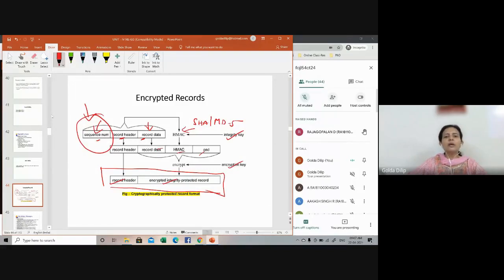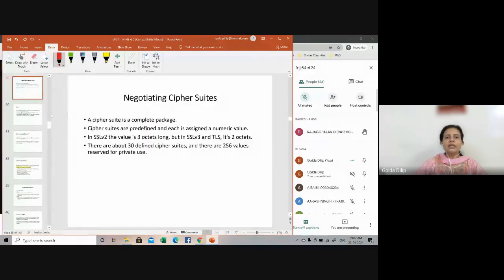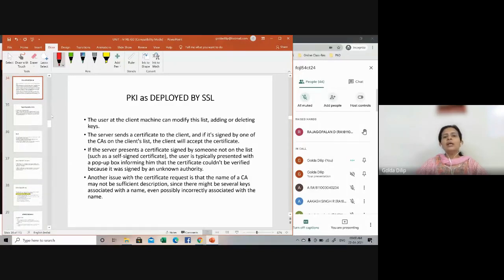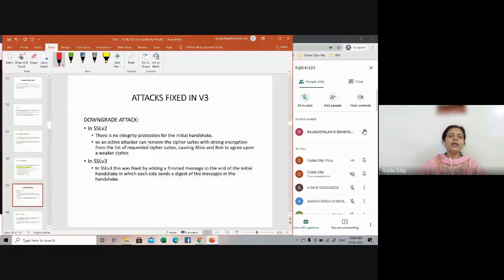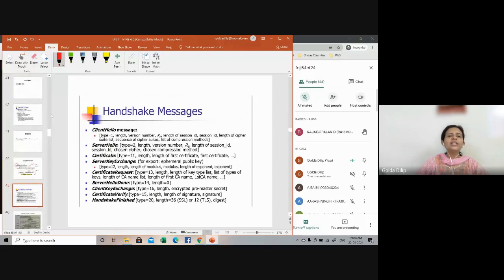So the next topic is about, we discussed all these aspects. I mean, how a cryptographically protected record looks like, what the exportability issues are for domestic and international suits. Then we also looked into the encoding, then the different types of attacks, then what a cipher suit is and who takes the decision at different points of time, then how public key infrastructure is being deployed in SSL. Okay, so the next topic is about handshake messages.